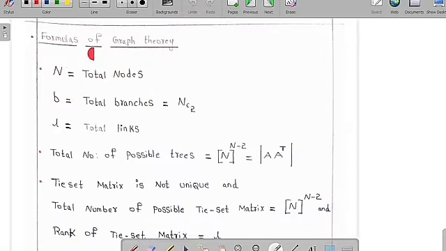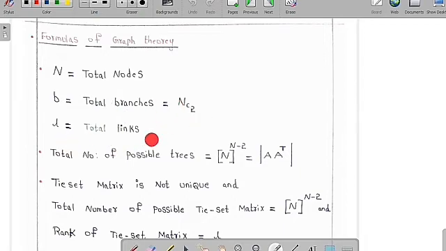These are some of the important formulas of graph theory, where n indicates the total number of nodes, which includes even the principal node. Therefore it includes each and every node present in the graph. Here B is the total branches, equal to NC2. This condition applies only when there is only one branch between two nodes. By then we get the total branches is equal to NC2, where L is the total number of links.